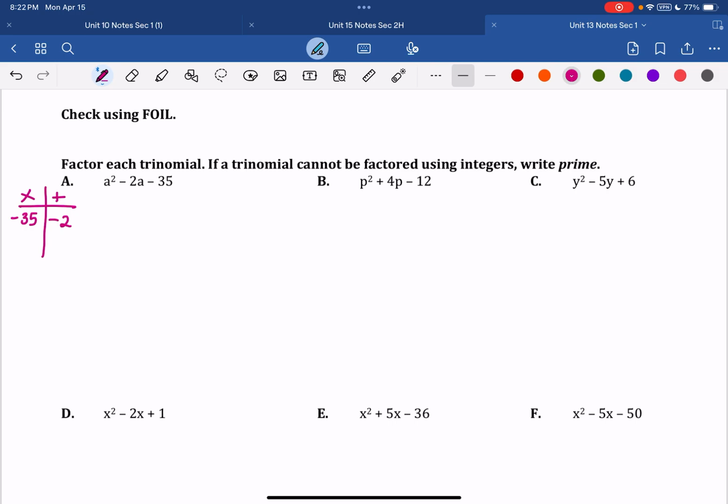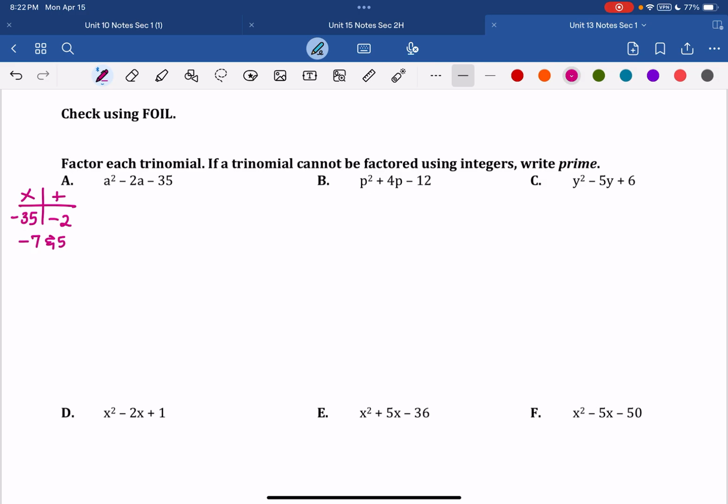Okay, so like I said, we're playing the factor game. What meets that criteria? We're going to start thinking about what multiplies to be negative 35. 5 and 7 are going to give us a combination that gives us 2. So those two numbers are negative 7 and positive 5.